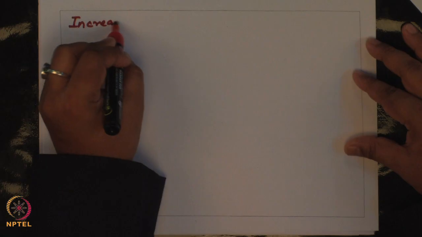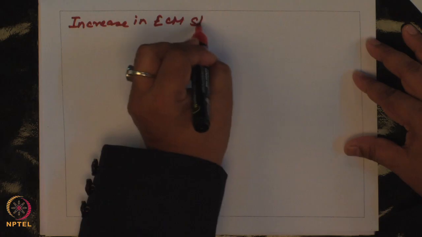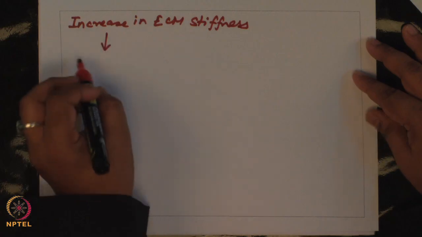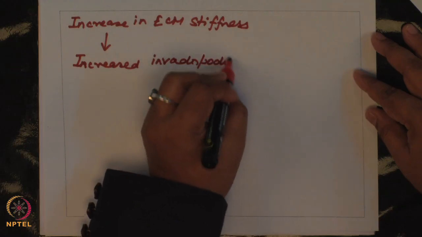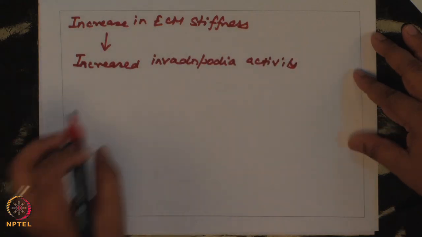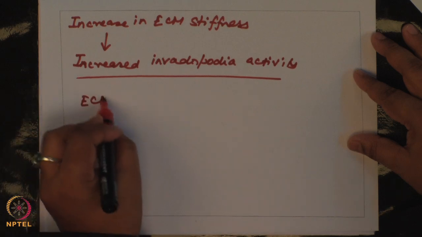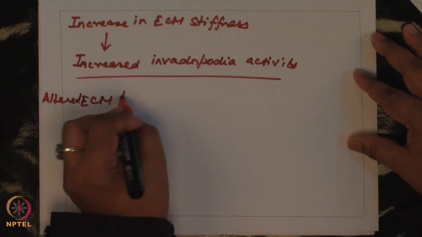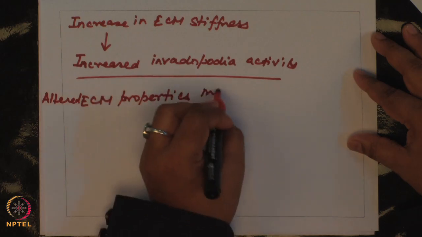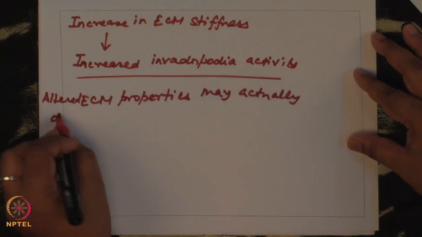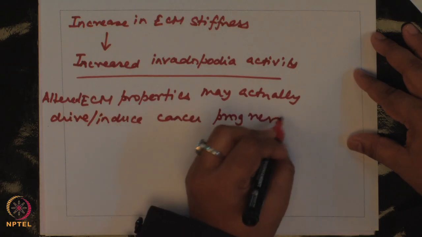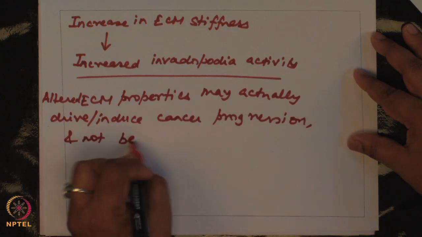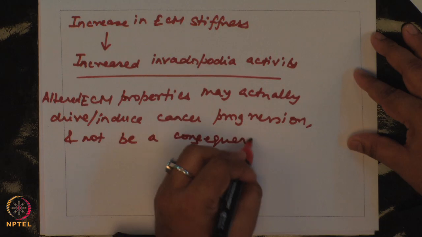Okay. So, it remains unclear whether this increase in stiffness, so you have increase in ECM stiffness, and this is correlated with increased invadopodia activity. Okay. So, these point to the possibility that ECM stiffness or increased altered ECM properties may actually drive or induce cancer progression and not be a consequence of cancer.